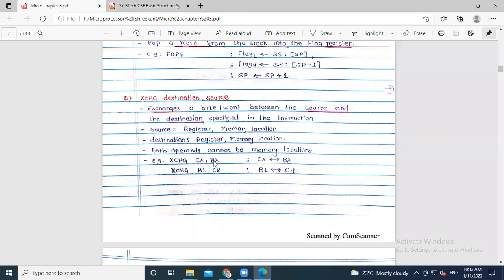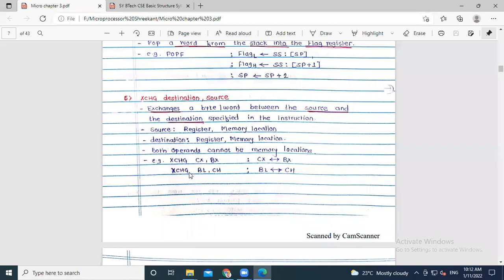Whatever value, data or information the BX register contains, we transport it into the CX register with the help of XCHG, and whatever value the CX register contains is transported into the BX register simultaneously. That's what I have shown here. Both-sided arrow marks mean BX to CX and CX to BX transfer.